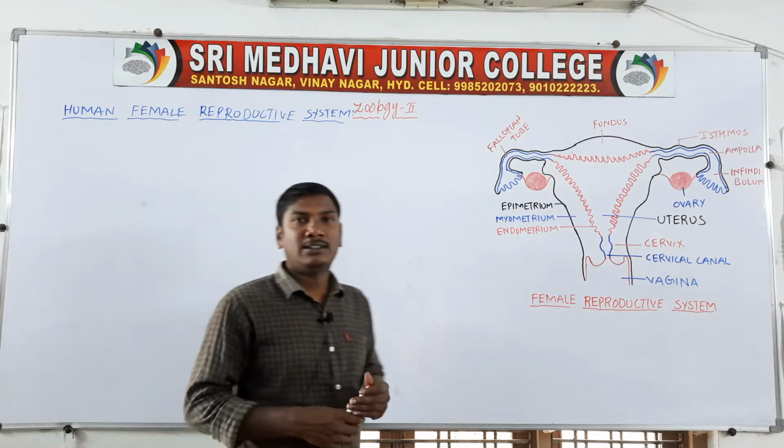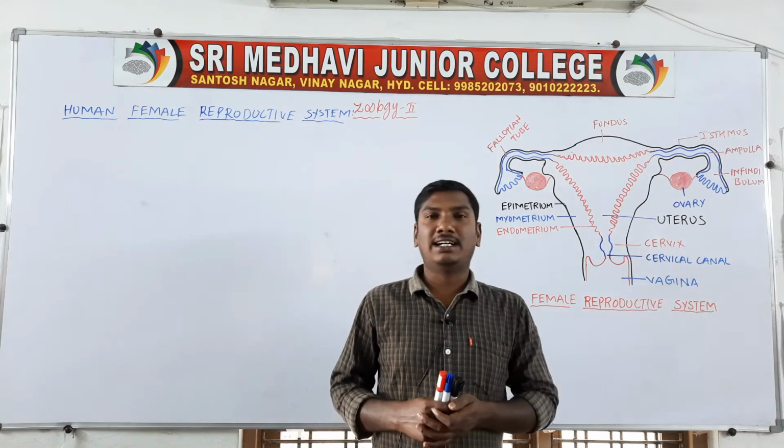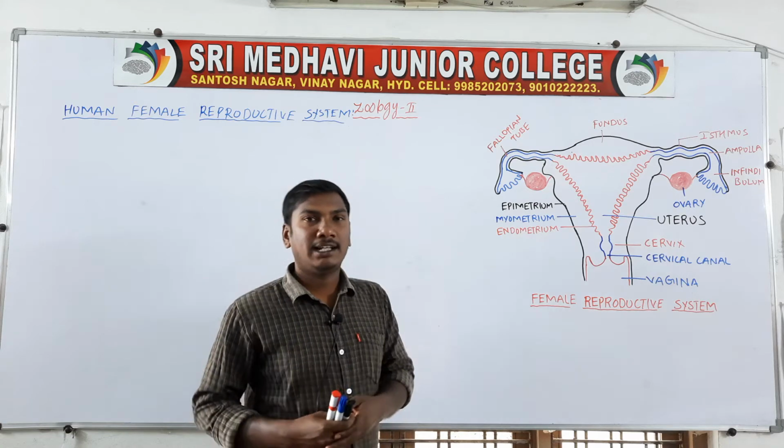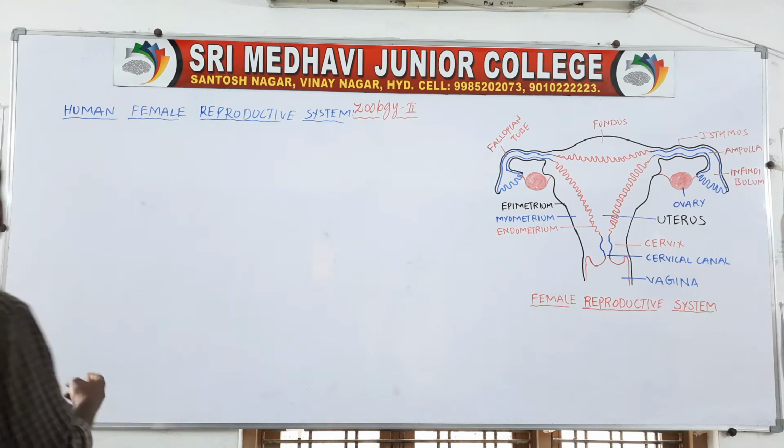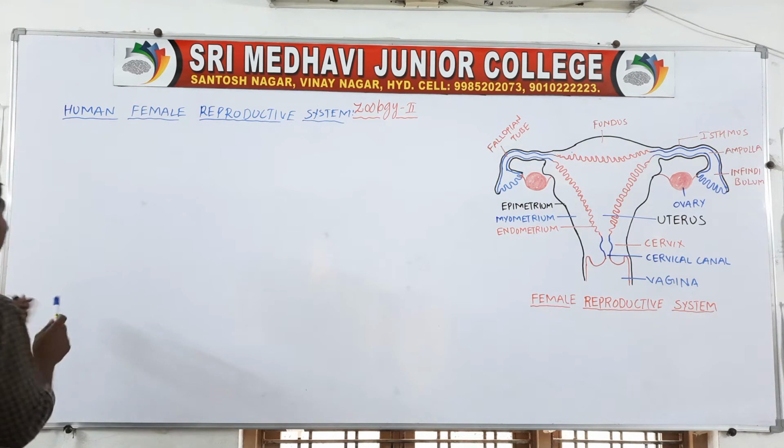Hello everyone. Today we will discuss the female reproductive system of the human. The female reproductive system consists of a pair of ovaries.